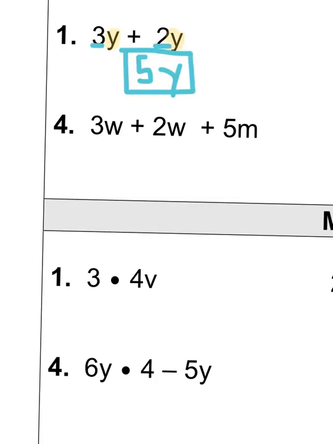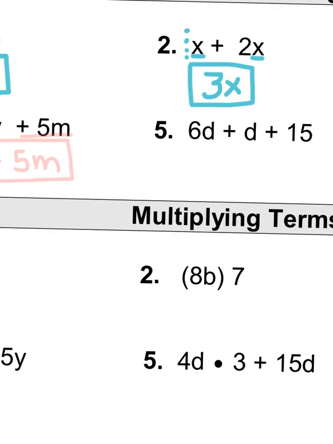On number 4, we find 3 different variables. We can only combine the variables that are alike. So let's combine the terms with w's. We have 3w and 2w. We add the coefficients. 3 plus 2 is 5, and the w remains the same. Notice that we still have this 5m. W and m are not like terms. Therefore, this is our simplified answer. It is in simplest form, and we are done with the problem. Let's go on to number 5.